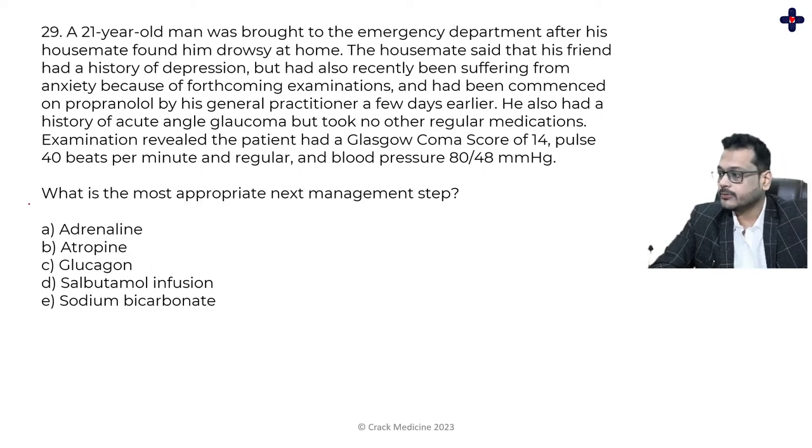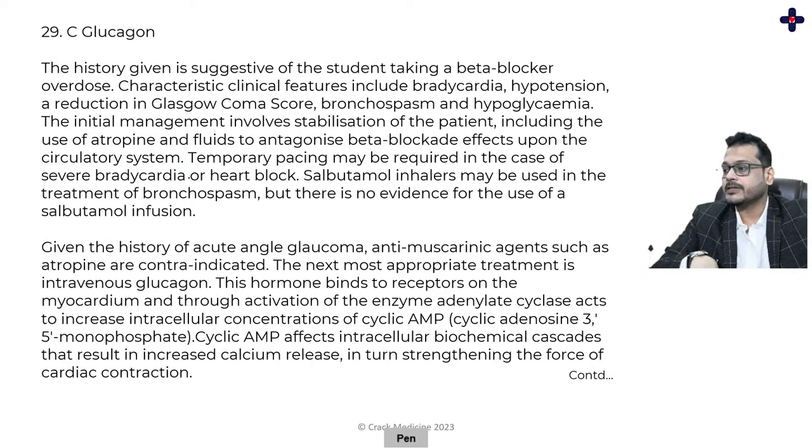Okay, so if you notice in the question, the heart rate of the patient is 40 beats per minute only, and the BP is quite low. So this seems to be like a beta blocker poisoning. Okay, and the answer to that is glucagon. Right, now the patient already had a history of depression, and that is why this is a beta blocker poisoning case, which you have to diagnose, and the answer to antagonizing the beta blockade is glucagon. Also, atropine can be used in some cases as well, depending on the scenario.